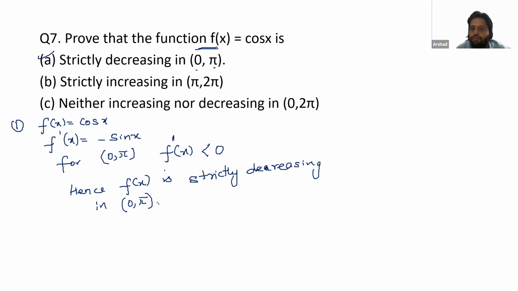Okay, I hope this is clear to everyone. If they have already given us the interval, then there's no need to find the critical points. We just need to check the interval. So the first question I have already done. Please do the second question. Raise your hands once it is done. Okay, the second one.